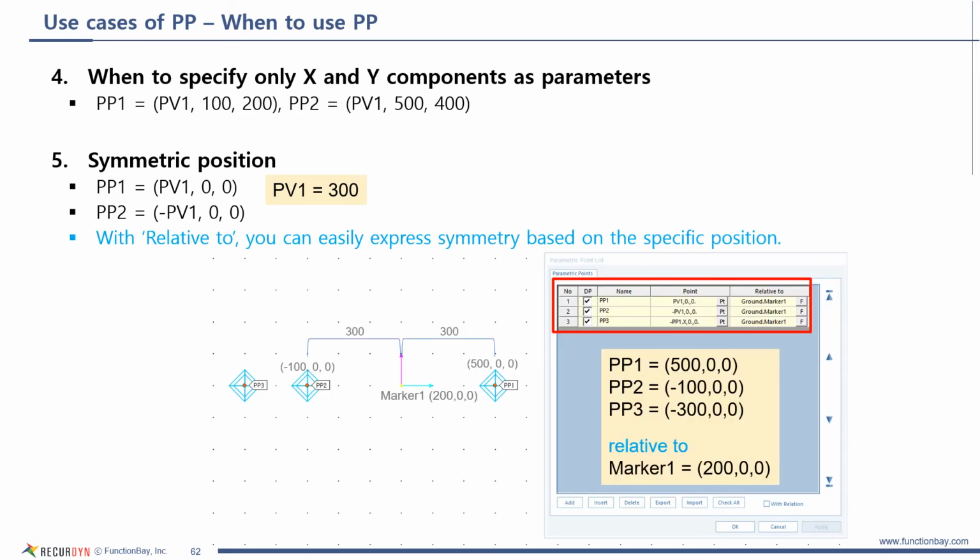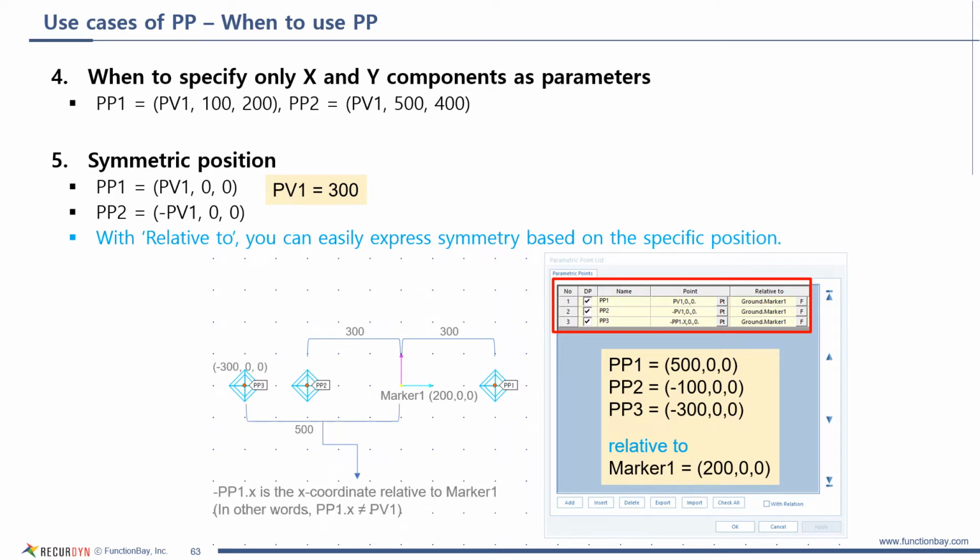The relative to field allows you to define the symmetric position with respect to a specific marker. As shown in the figure, you can define a point that is symmetric with respect to marker 1. Marker 1 is located at 200, 0, 0. Therefore, PP1 is located at 500, 0, 0, and PP2 is located at -100, 0, 0. Which shows they are symmetric with respect to marker 1.